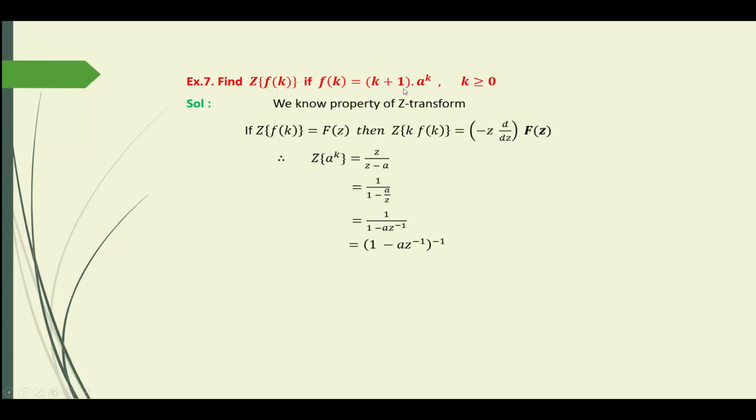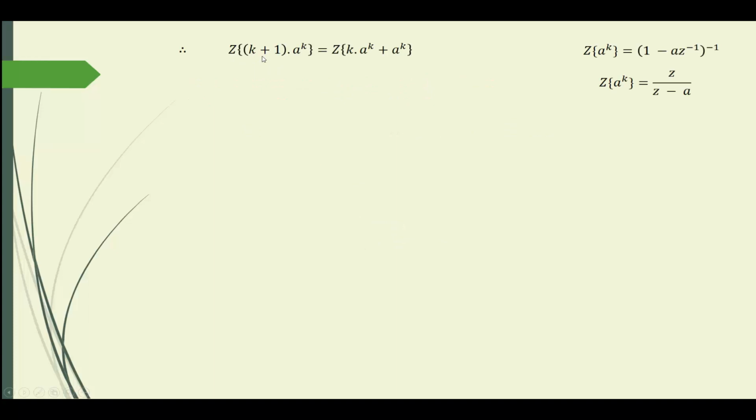Now the given function is (k plus 1) a raised to k. Therefore the z transform of (k plus 1) a raised to k equals the z transform of k a raised to k plus a raised to k. Separating into two terms, this is the z transform of k a raised to k plus the z transform of a raised to k. We know the z transform of a raised to k is z upon z minus a. For the first term, apply this property: if the z transform of f of k is F of z, then the z transform of k into f of k equals minus z into d dz of F of z.